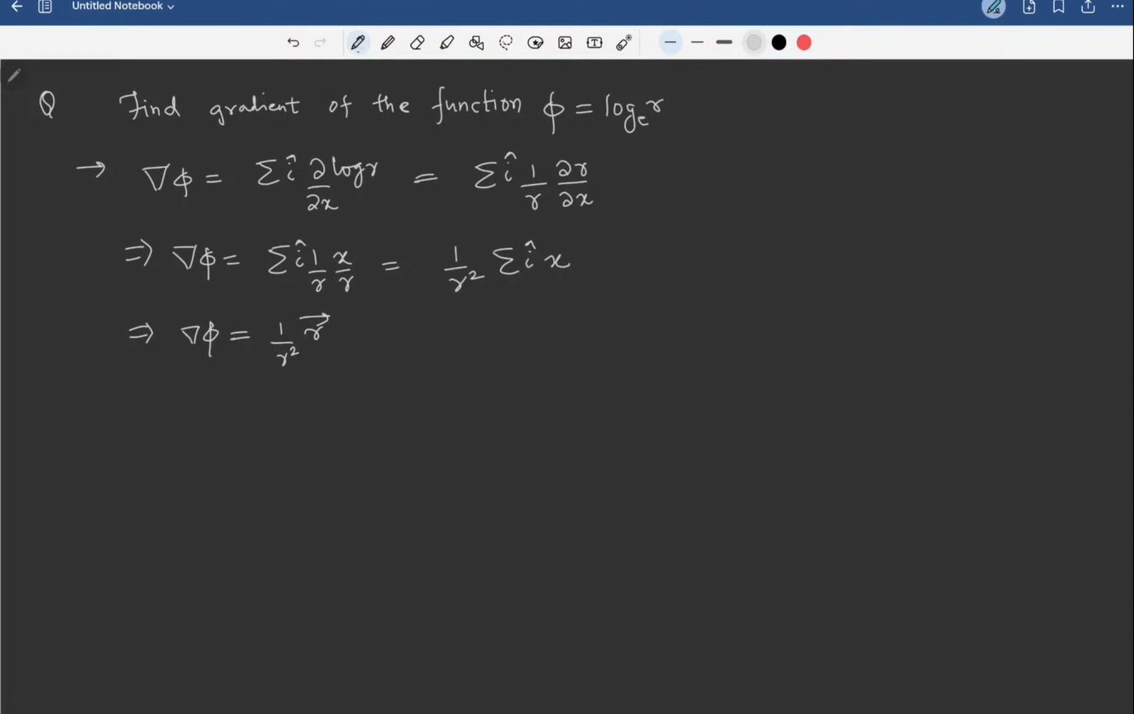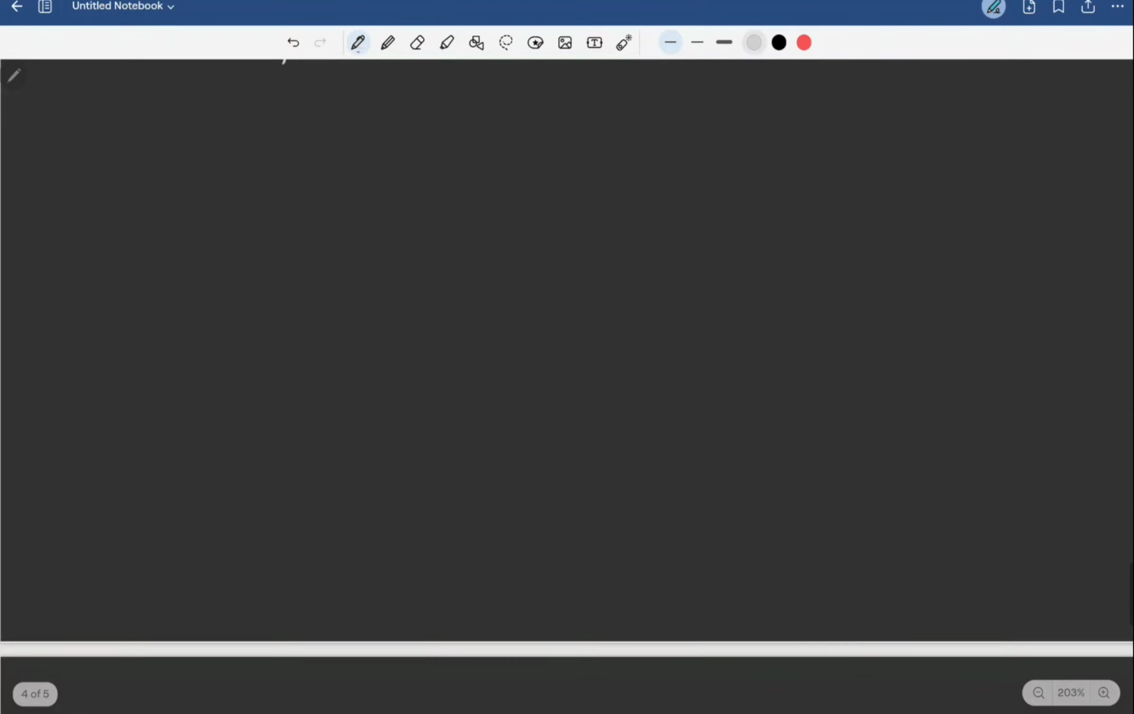Okay, moving on to the next question. Question is, find a dot del into r vector, if a is a constant vector.